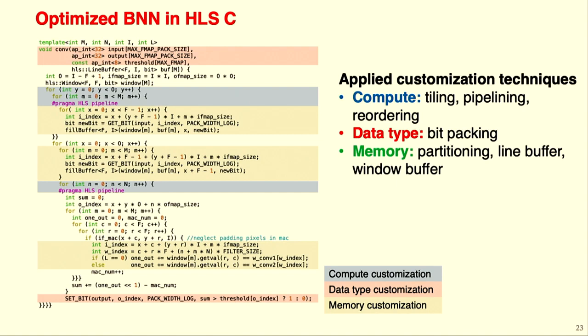This is one of the examples. Indeed, it's non-trivial to get the speedup. Even with HLS, you have to implement different kinds of compute, data type, and memory customization techniques. This is a binary neural net, so you have to do the bit packing, reorder things, and do the tiling. You also need to bank the memory and do the line buffers. So this is definitely non-trivial, and that's why not everyone can get this high speedup.